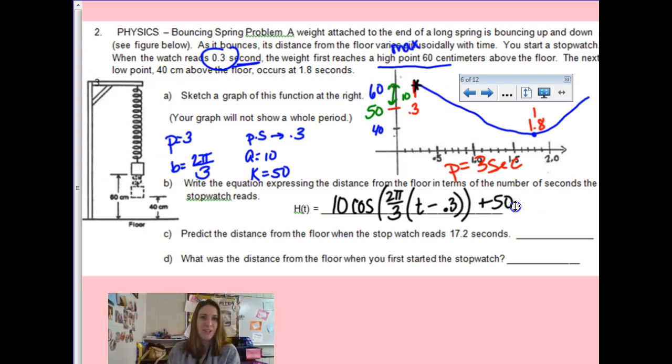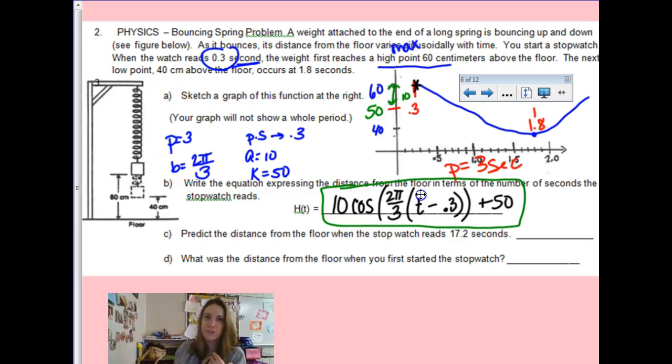All right. So same thing. We would go to the calculator, and we would type this function in. We're going to be using x instead of t. Remember, mine already had all the functions typed in, so I would de-emphasize the old function, emphasize the new function, and call this x, though. And then I want to know what's the distance off the floor when the stopwatch reads 17.2 seconds, and then when you first started, so that would be t equals 0 or x equals 0.